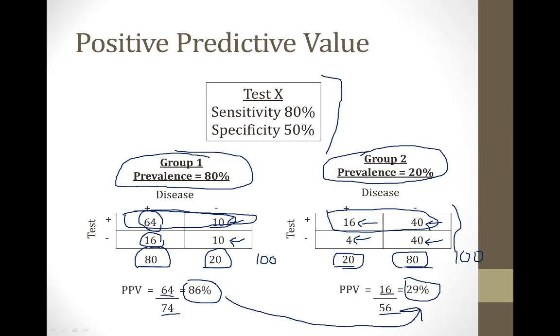And I went through this calculation to illustrate for you that the positive predictive value is highly dependent on the disease prevalence. And this is very different from sensitivity and specificity, which do not change based on disease prevalence.